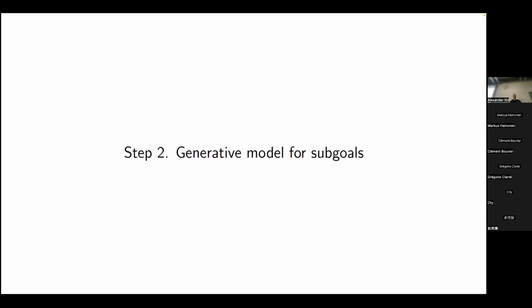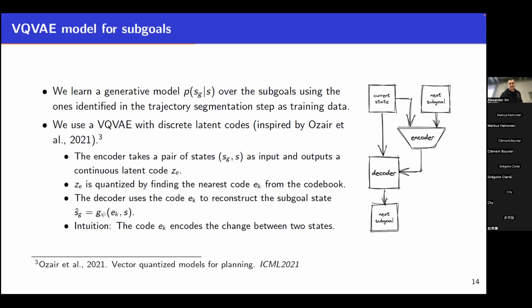Then the second step. In the second step, we take the subgoals, those keyframes that we identified in the first step, and train a generative model of these subgoals. We use a generative model called VQVAE. It's a variational autoencoder with discrete latent codes, largely inspired by this paper from ICML 2021.